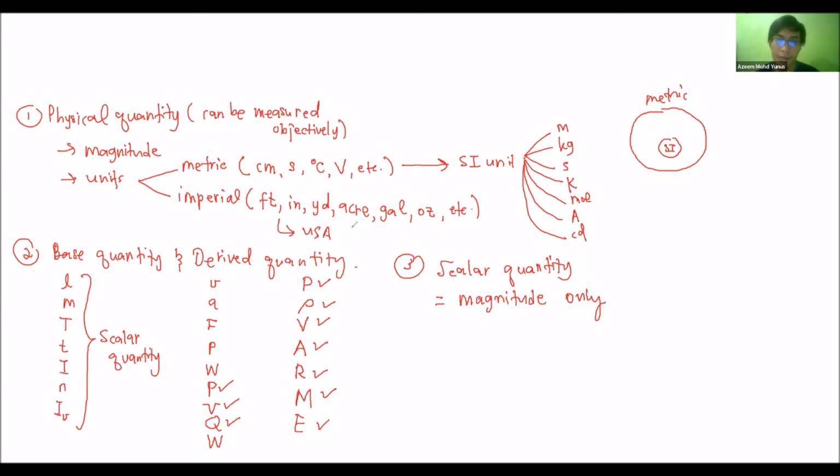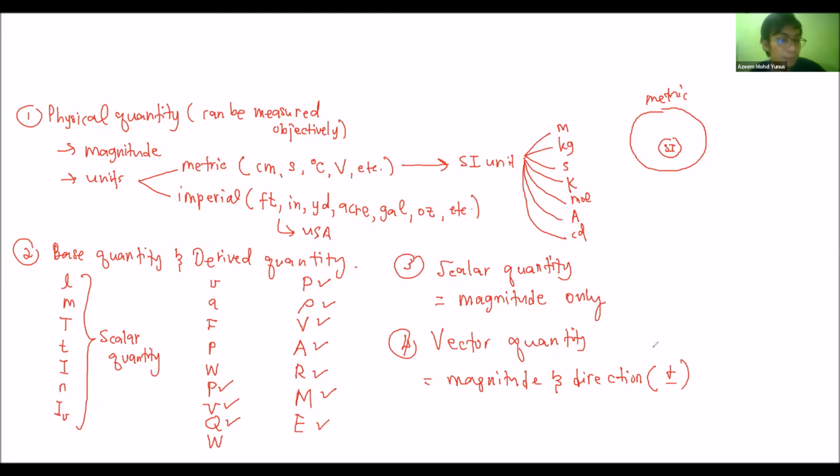Number 4, we introduce vector quantity. It has magnitude and direction. Basically we define direction by positive or negative. Positive means the positive direction, right or above or top. Minus means the negative direction, which is below or left.